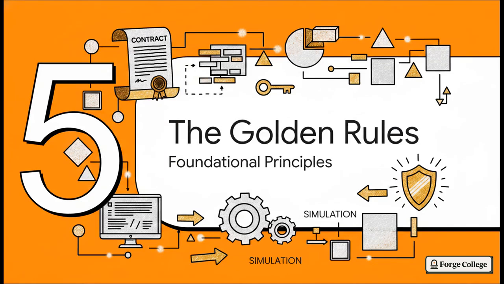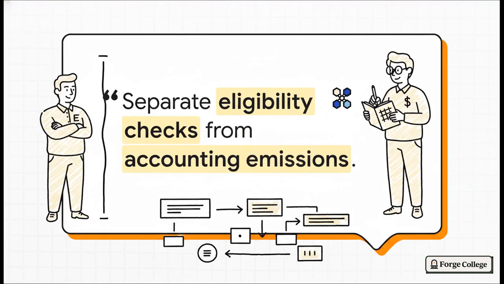Section 5. The Golden Rules. Let's wrap up this lab experiment and pull out the core principles that will guide us when designing much more complex contracts later. So the crucial point is this: separate eligibility checks from accounting emissions. When you're architecting these systems, your wild, dynamic policy rules, all the logic of who gets sponsored and when, must never, ever leak into your basic accounting primitives. Let the bouncer and the bookkeeper do their jobs independently within the code.